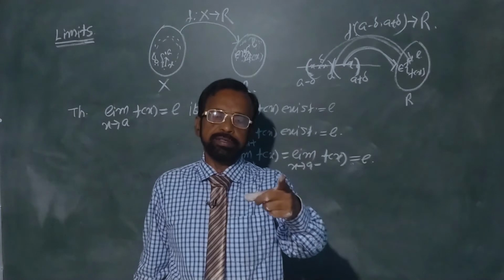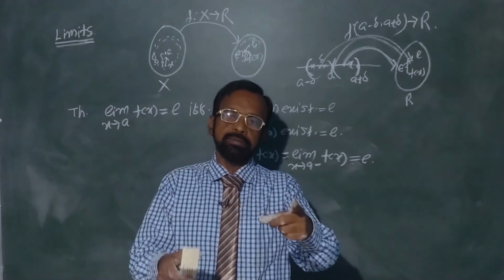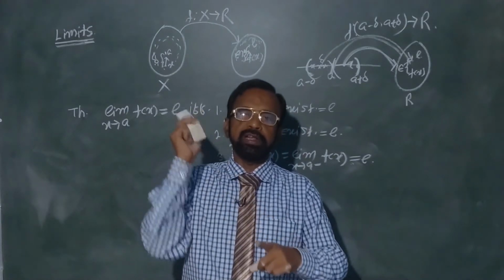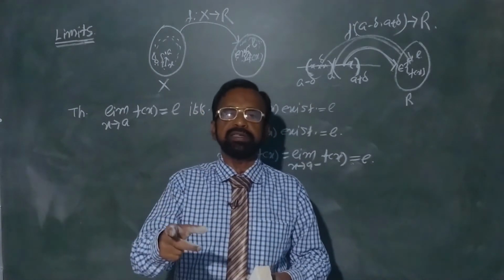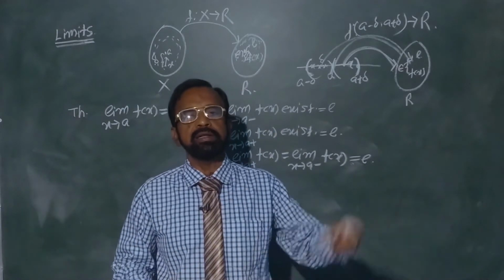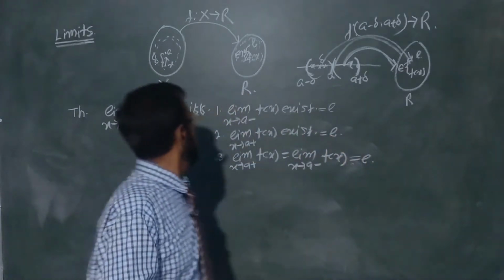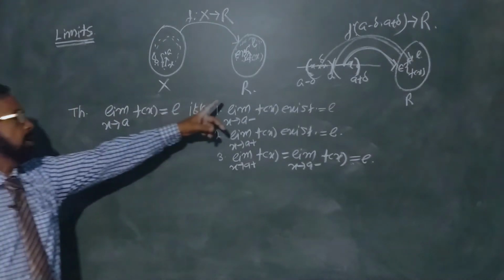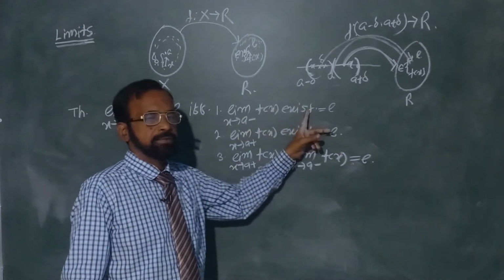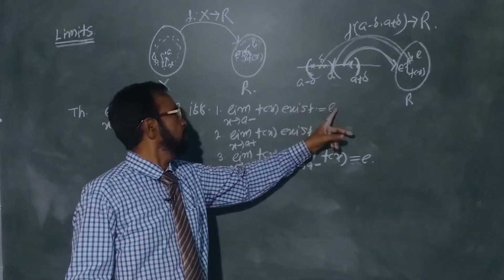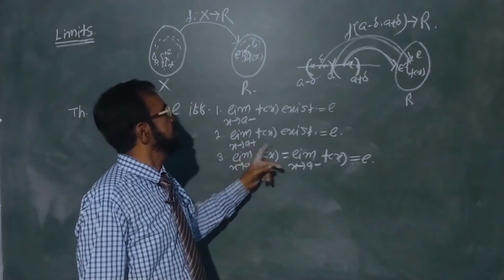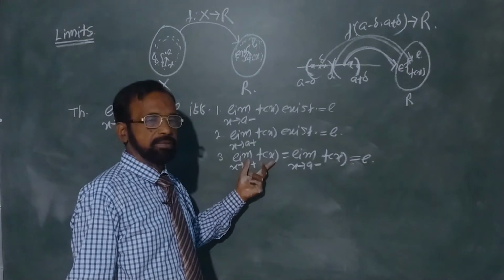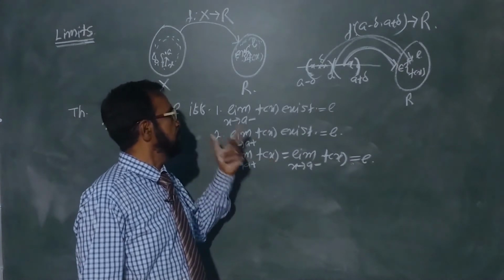If the limit exists, then the left hand side limit exists, the right hand side limit exists, and they also coincide. If the left hand side limit exists, the right hand side limit exists, and they are equal, then we declare that the limit exists at that point. That means limit x tends to a of f(x) equals L if and only if: number one, the left hand side limit exists, suppose that is equal to L. Second, the right hand side limit exists, that is equal to L. And the left hand side limit is equal to the right hand side limit. Then we say that the limit exists.